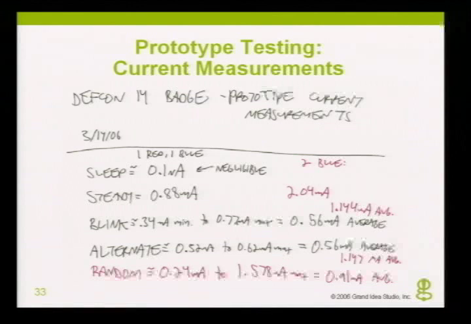So current consumption is going to change whether you have both LEDs on all the time, which draws the maximum amount of current, or if you have the blinking or alternating, it's a little bit less. And the numbers in red are the actual current values for this thing with the two blue LEDs.